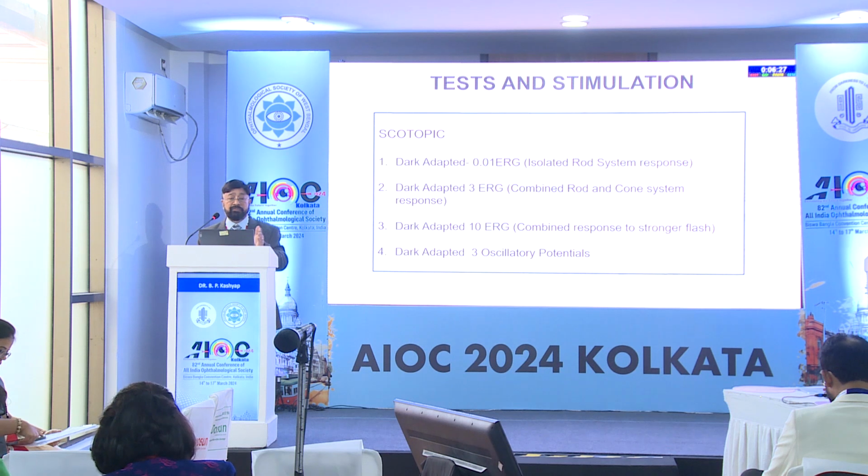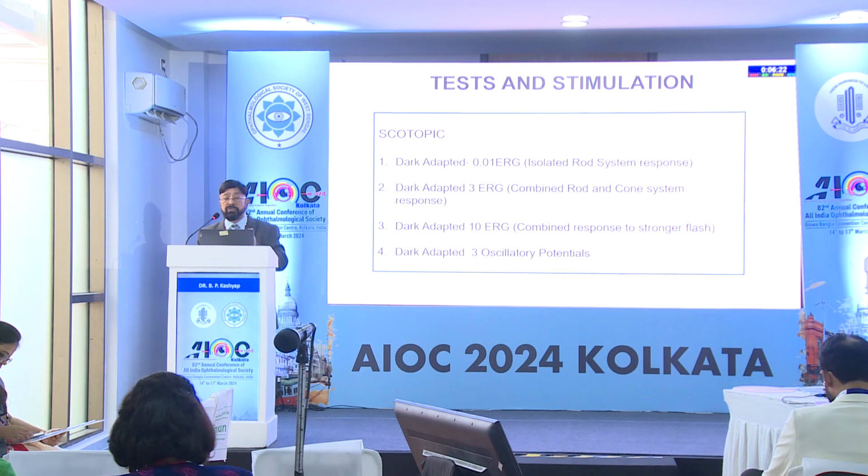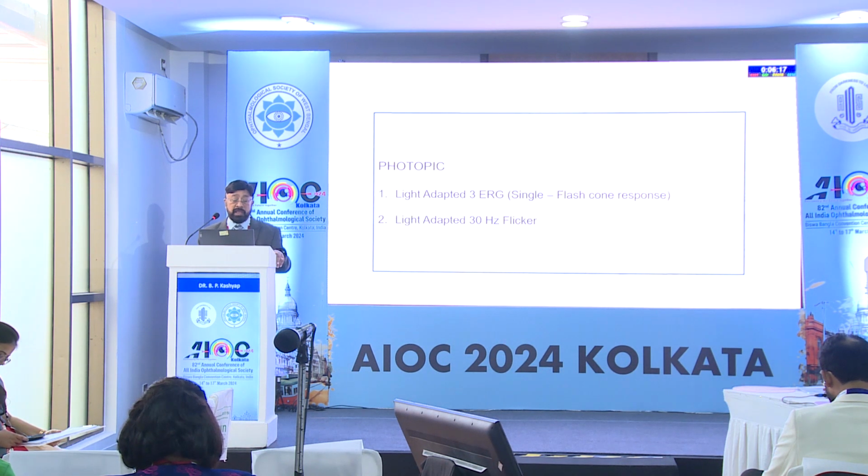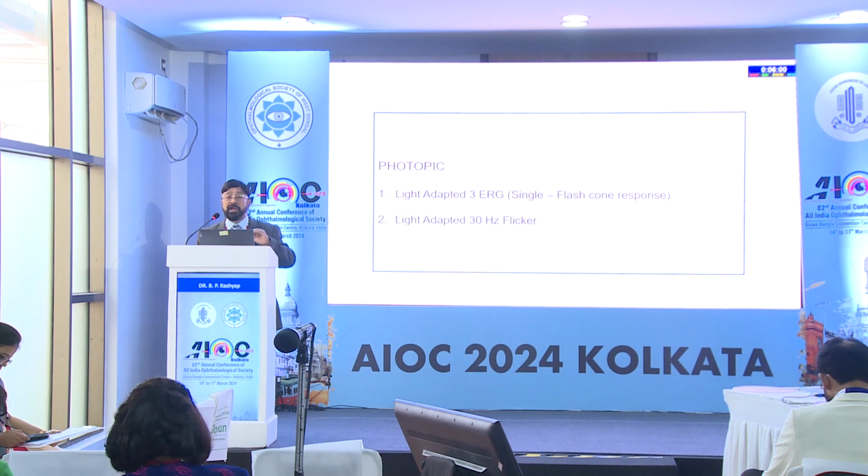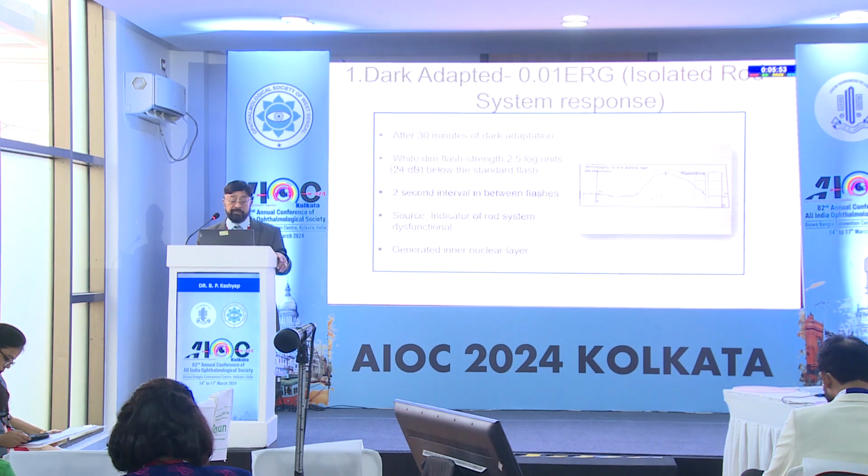And if it is at 3, it means we get a response from the amacrine cells also, which is like an oscillatory potential. And in photopic conditions, we make the patient get light adapted for 10 minutes and do these tests. We throw a flashlight, and we get a cone response. And you get a flickering of lights. In that, what we do is we reduce the amount of rod response. We only get the cone response only.